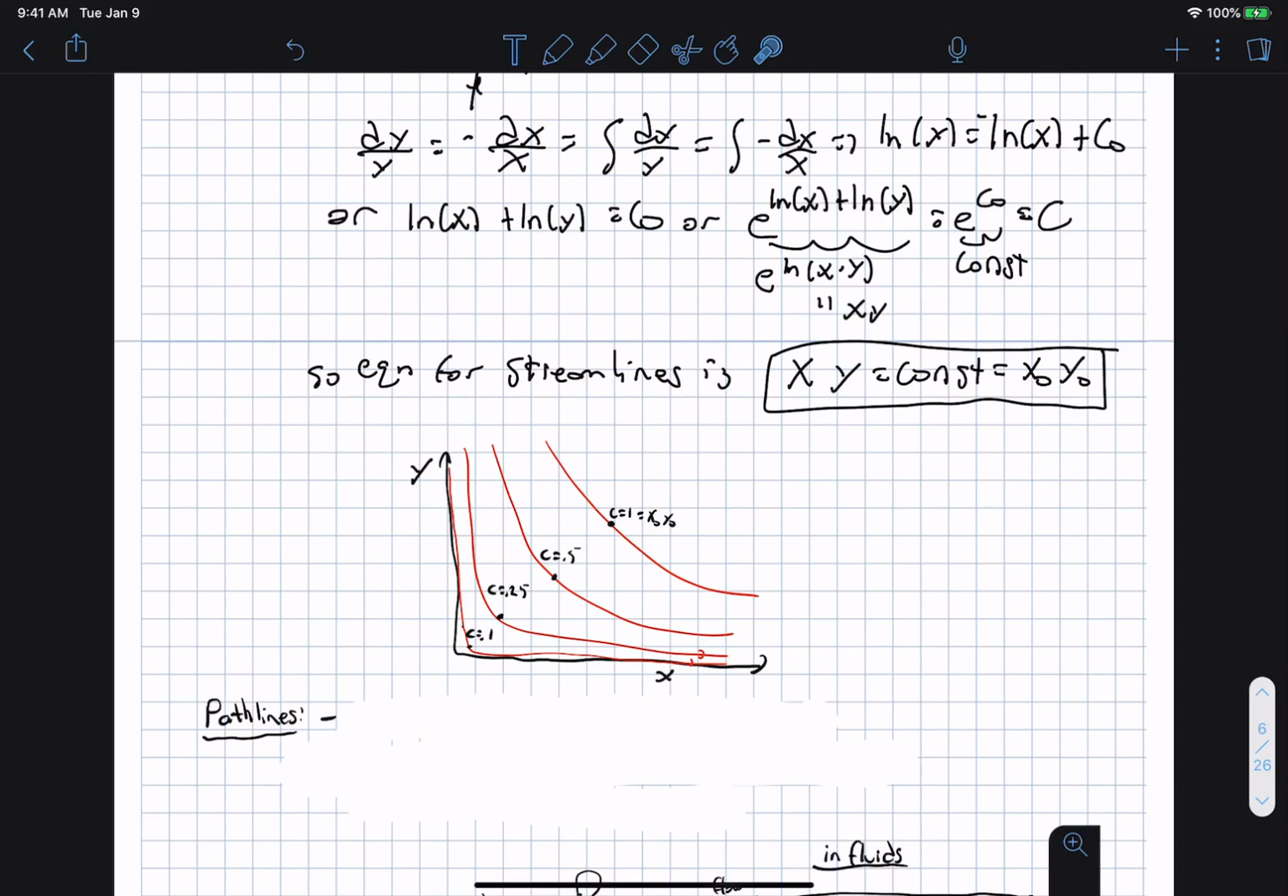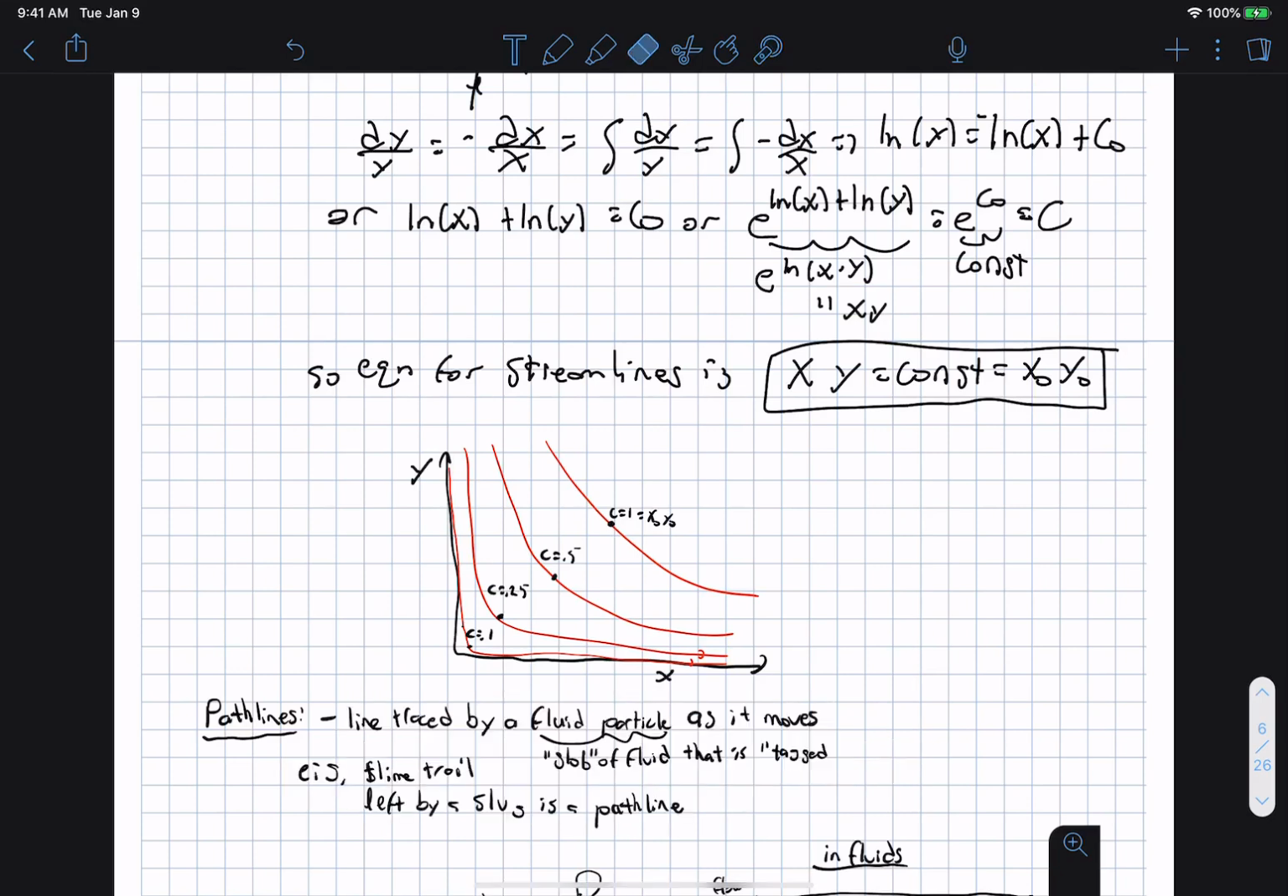Also note that streamlines are instantaneous: if the flow field is a function of time, these streamlines are valid at one time instance only, and I'll discuss that a bit more later on. Now, something you may have less experience with are things called path lines.